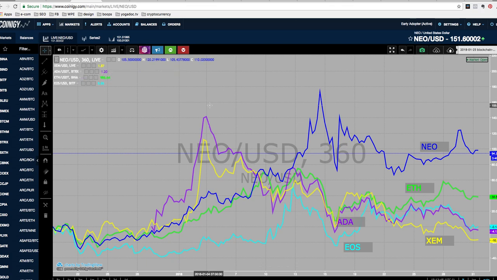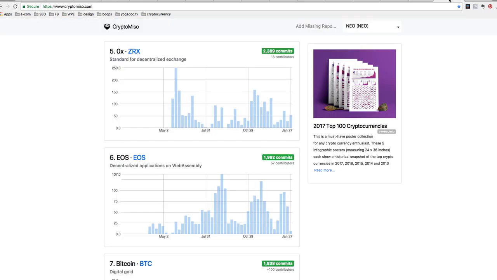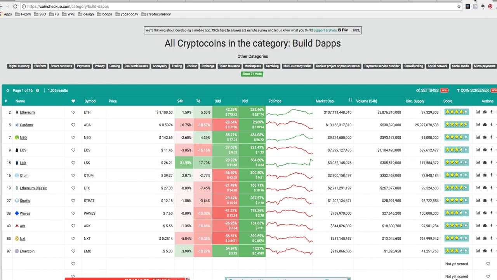Like I said, I picked up EOS just because I figured out on this CryptoMiso site that it was getting a lot of developer attention, and my Coin Checkup site alerted me to the fact that it's in this category and it's got a good rating.